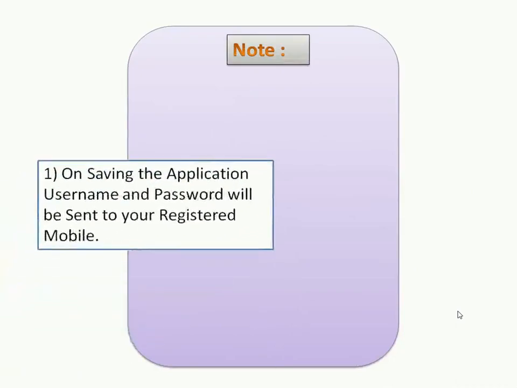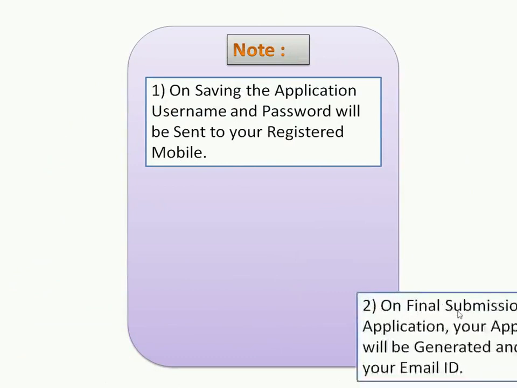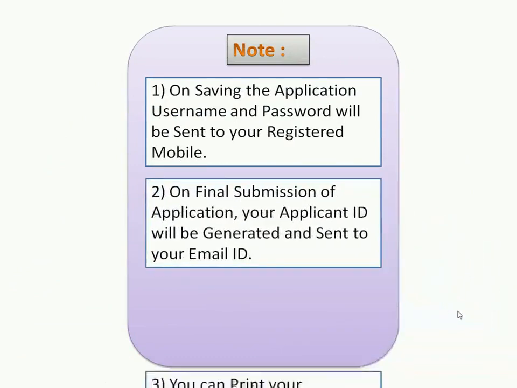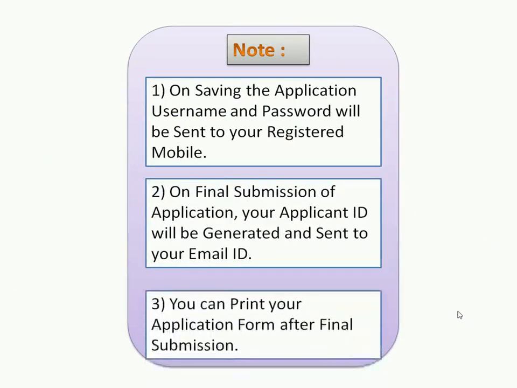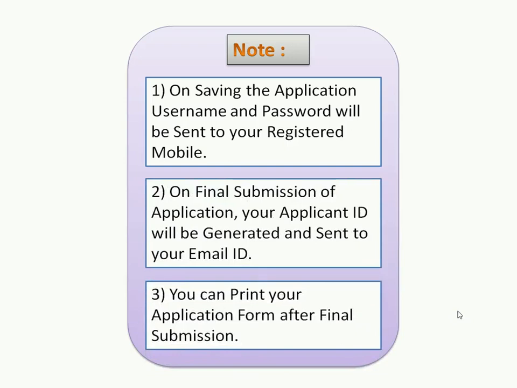Number 1, on saving the application, username and password will be sent to your registered mobile number. Number 2, on final submission of application, your applicant ID will be generated and it will be sent to your email ID. Now you can print your application form after final submission.